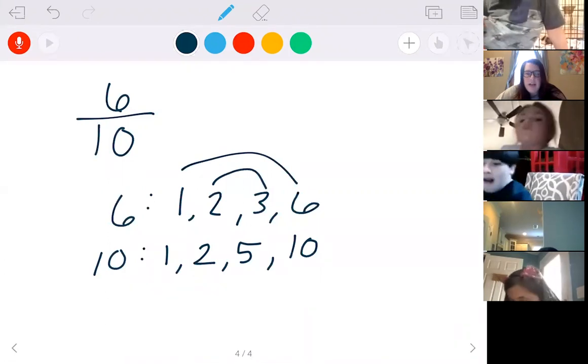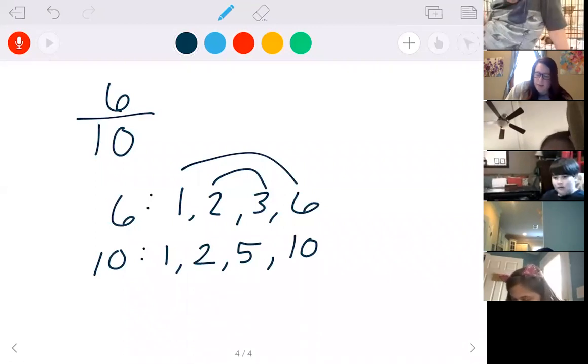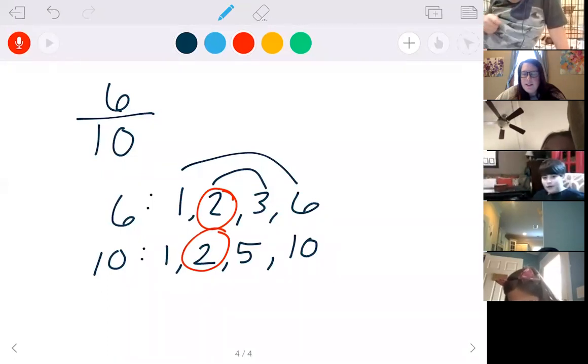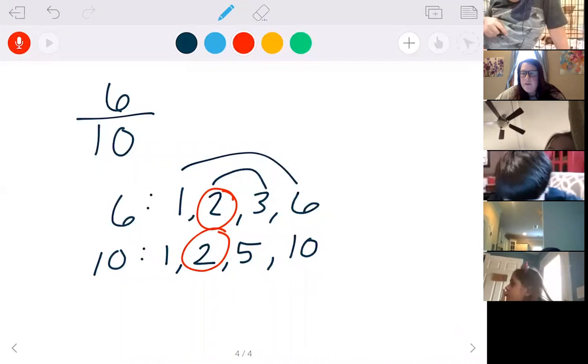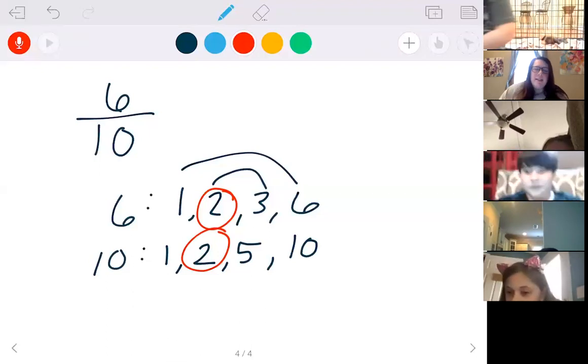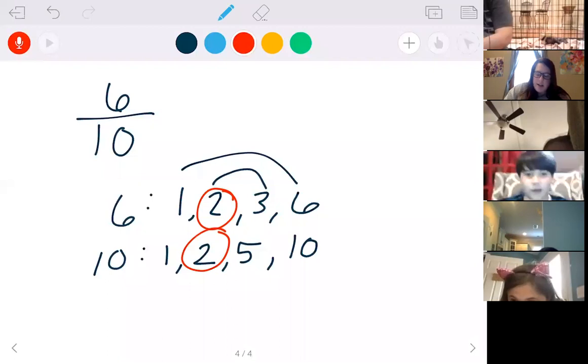So then I'm going to take my GCF, which is 2. I'm going to do that in red. My GCF is 2. Make sure when you're doing this, you only circle the GCF, by the way, because if you circle a whole bunch of numbers, I'm not going to know which one you think is the GCF. So if I look at 6 and 10, the greatest factor they share is 2. So that's the number I use up here to divide by.